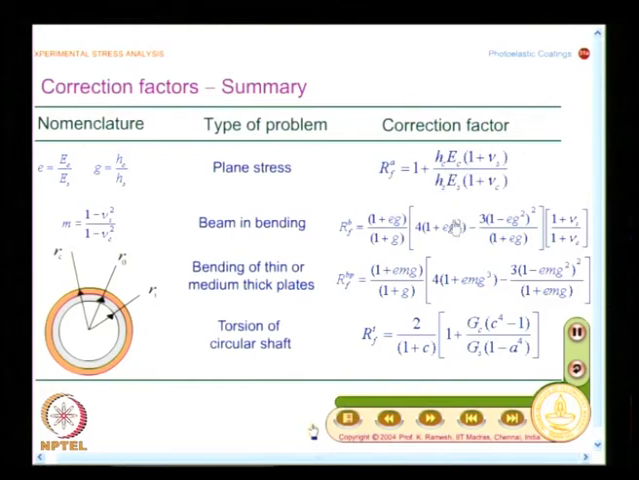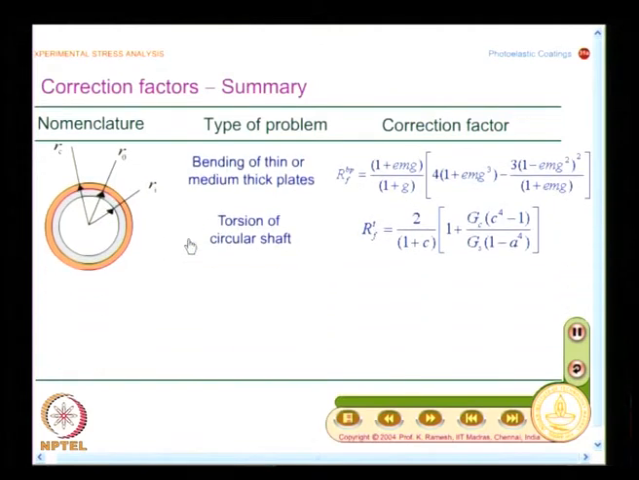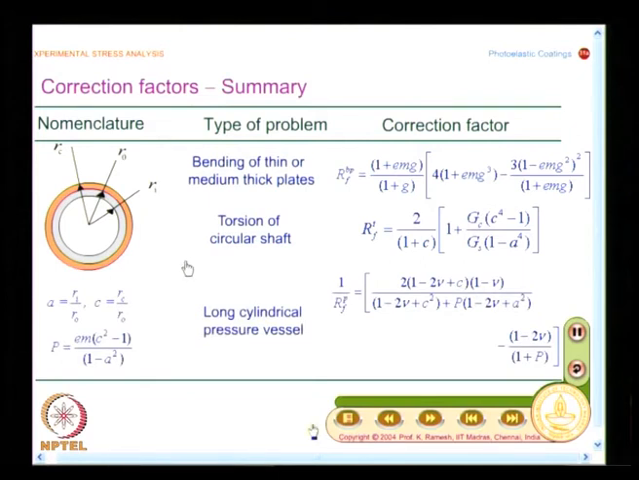And in all these expressions, in order to simplify your writing, we have used E as the ratio of Young's modulus, and G as the ratio of thickness, and M as (1 minus nu S squared) divided by (1 minus nu C squared). And I said that you also have the correction factor for pressure vessels, because many engineering applications could be modeled as a pressure vessel, and here it is written as 1 by RFP, and you also have the definition of A and C, and the definition of the symbol P used in this expression.